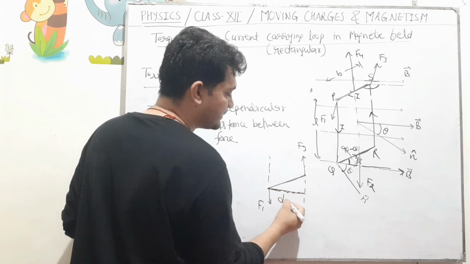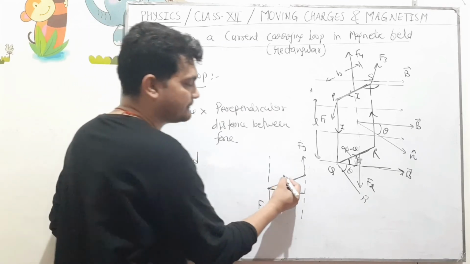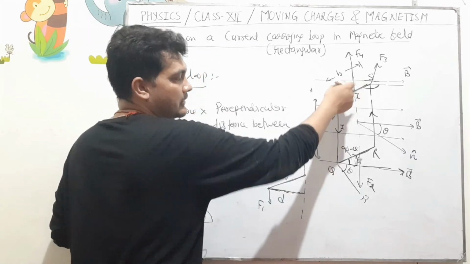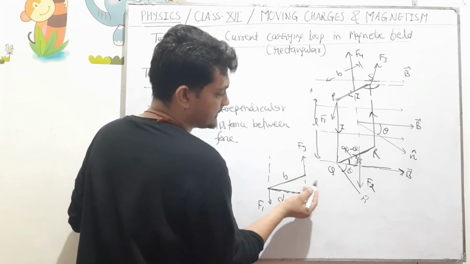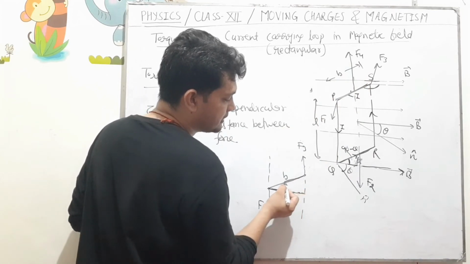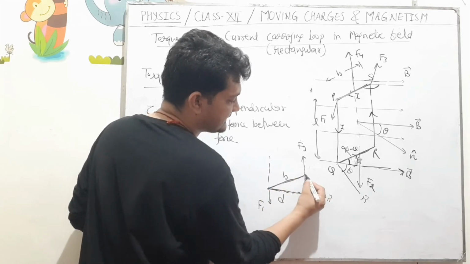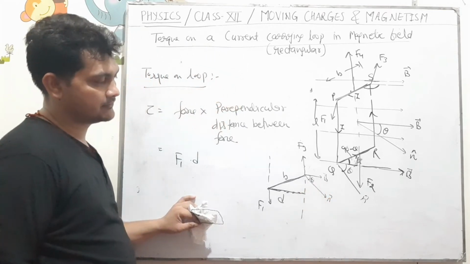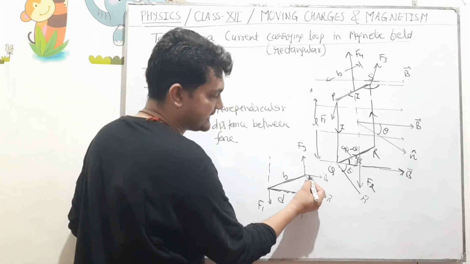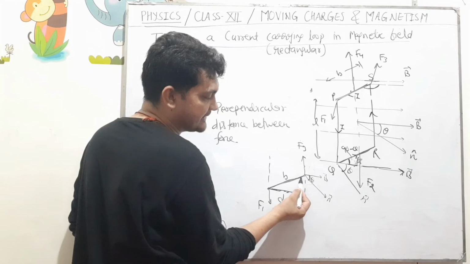Say this perpendicular distance is small d. Now what is small d? This is the width b of the wire and angle. Suppose this is the normal of the loop. This is the normal. This is the magnetic field. The angle between normal and magnetic field is theta. If this is angle theta, then this is 90 minus theta. And if this is 90 minus theta, then this is theta.